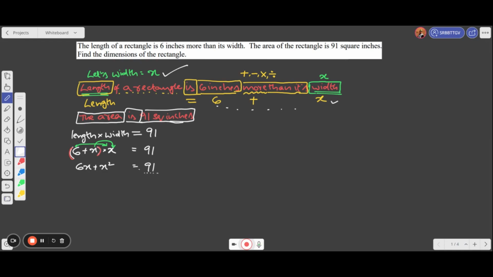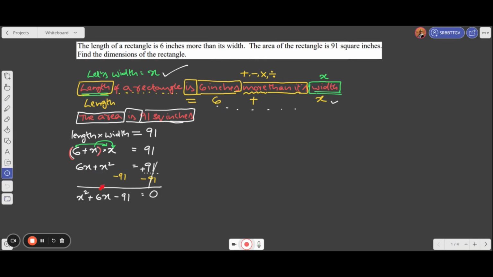Now in the standard form of a quadratic function, we have to have equal to 0. So how do you eliminate it? If there is no sign, you can assume that there is positive, so the inverse operation is negative 91 on both sides. 91 subtract 91, you get 0 here. On the other side, let me write in descending order. We have to write x square first, followed by 6x, then 91. All these values are on the same side, therefore we don't change the signs. x squared stays the same, then 6x, then negative 91.